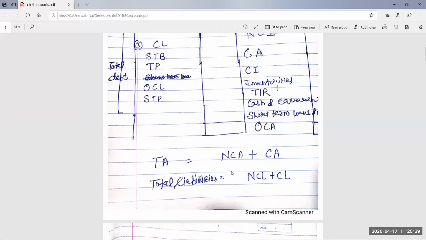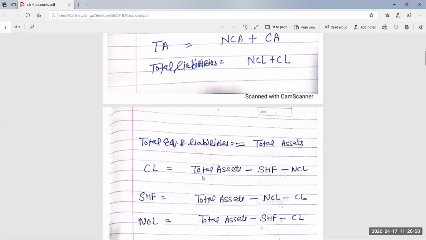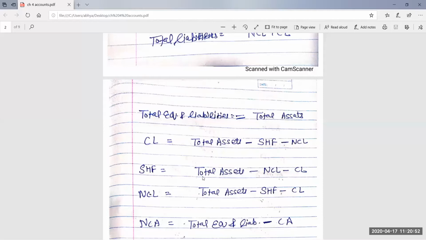So total assets are non-current asset plus current asset. Then total liabilities, or total debt, is equal to non-current liability plus current liability. Then total equity and liability is always equal to total assets. These are the two sides of the balance sheet.